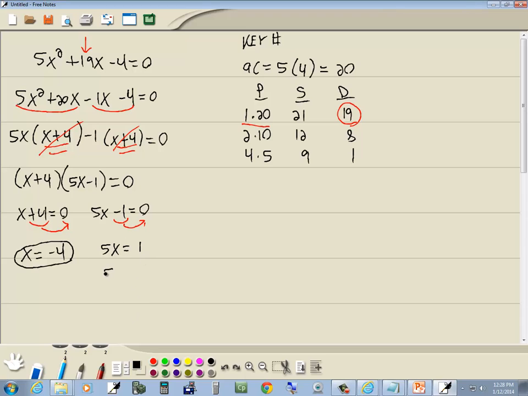Then our last step is to divide both sides by the number in front of your x, which is 5. These 5's cancel. And we get x is equal to 1/5. And those are our two answers, negative 4 and 1/5.